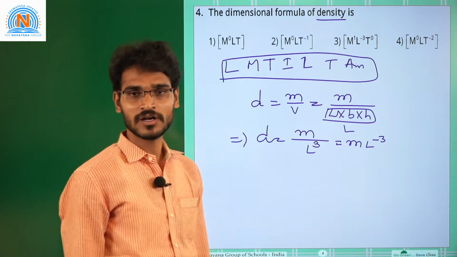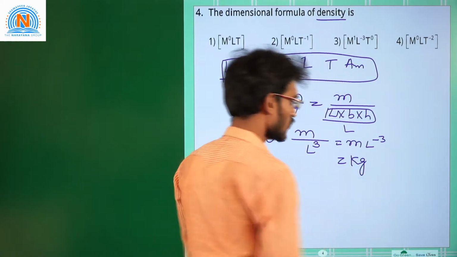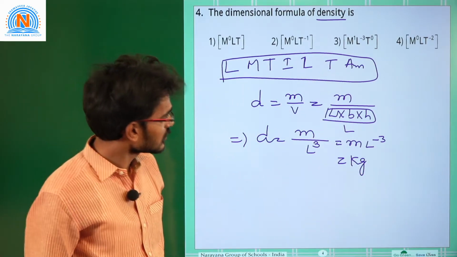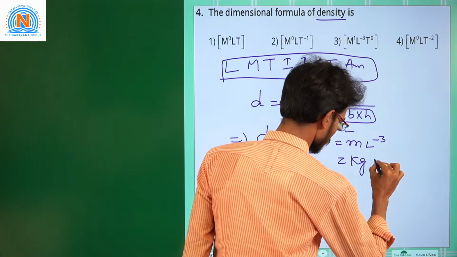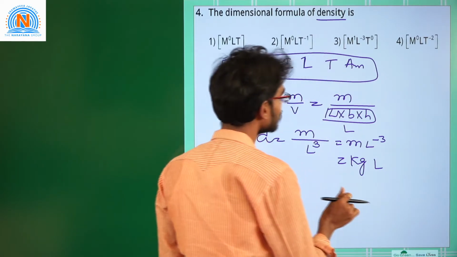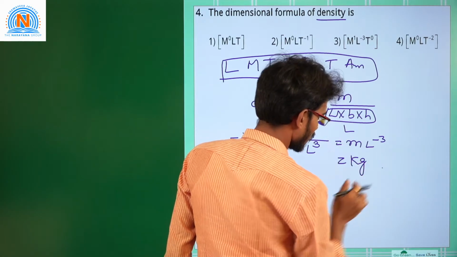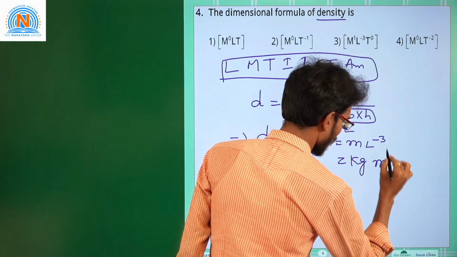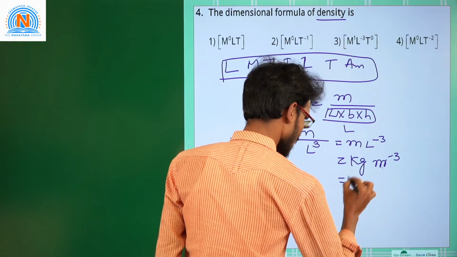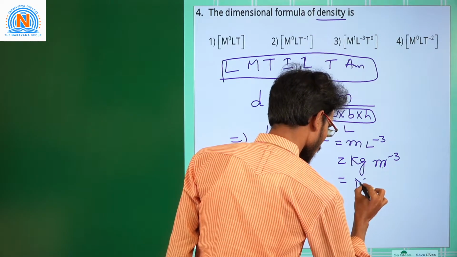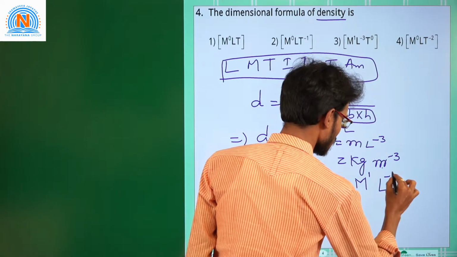Here M is called what? Mass of the body, its SI unit is kilogram, and L is called length, its dimensional formula is L, its unit is m, power minus 3, that's why I am writing m power minus 3. Now the dimensional formula for kg is capital M power 1, and for m it is capital L power minus 3.